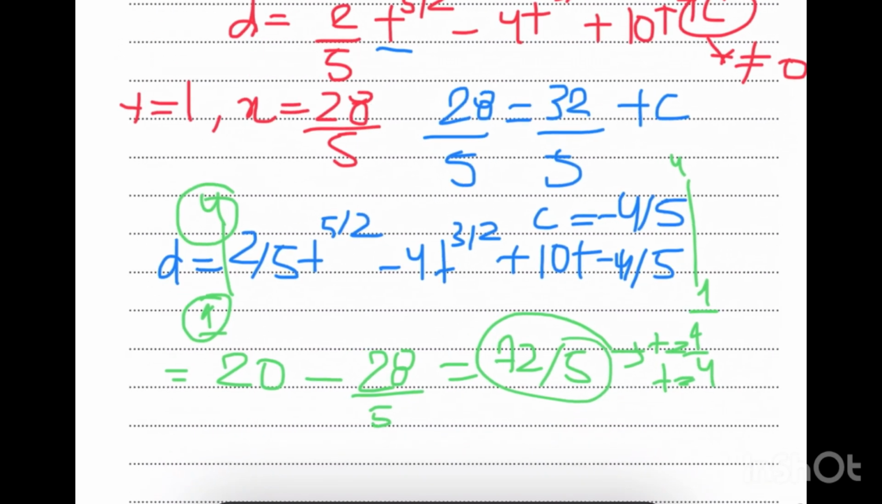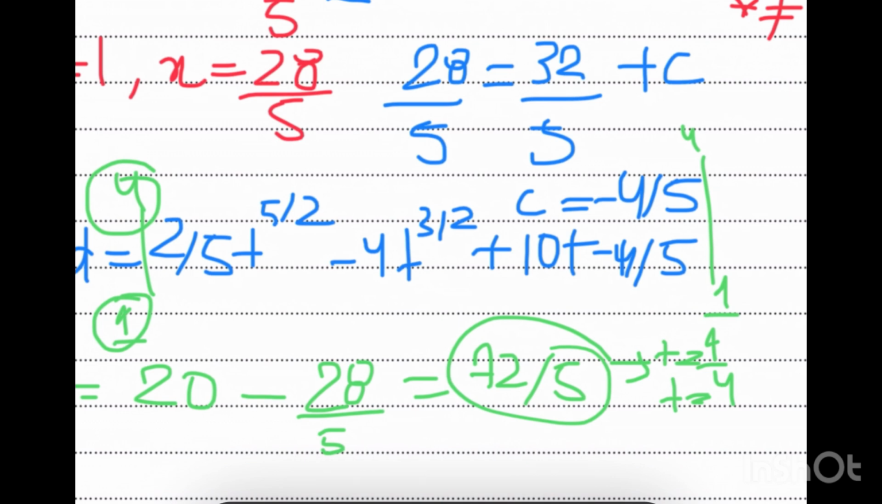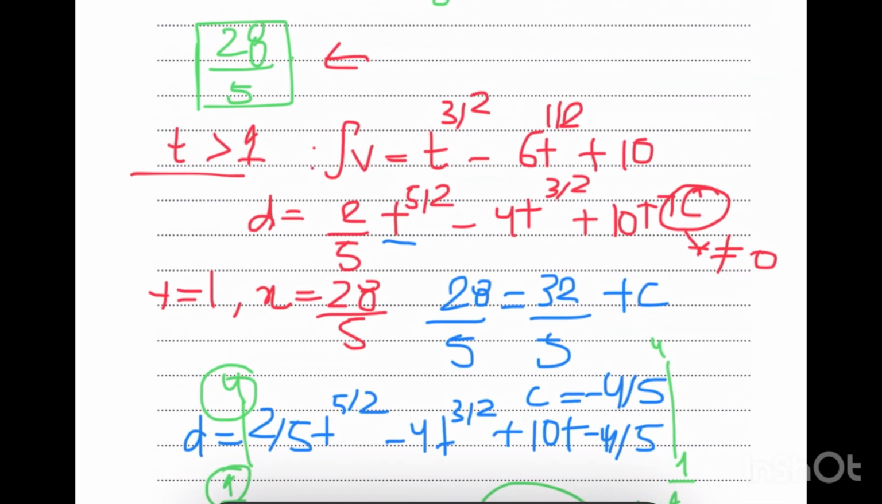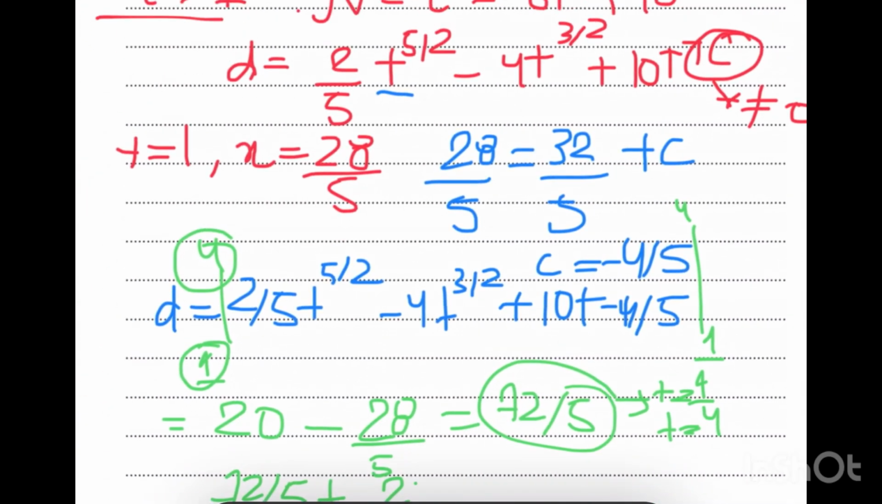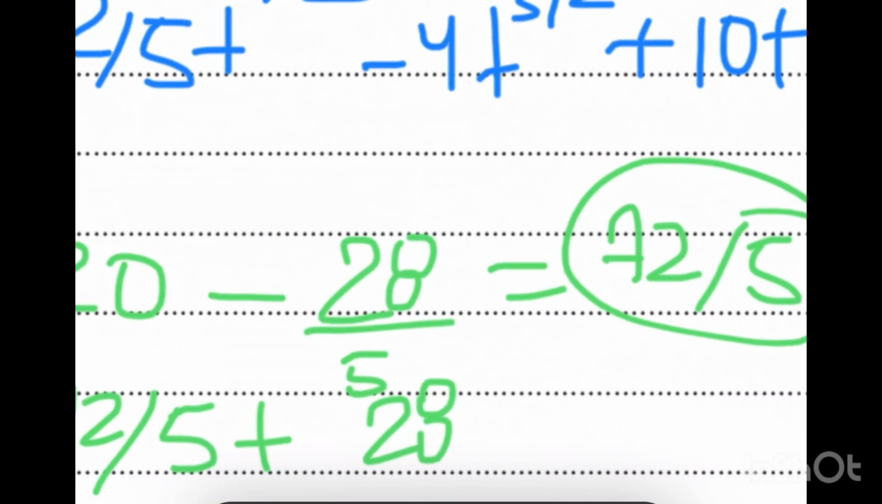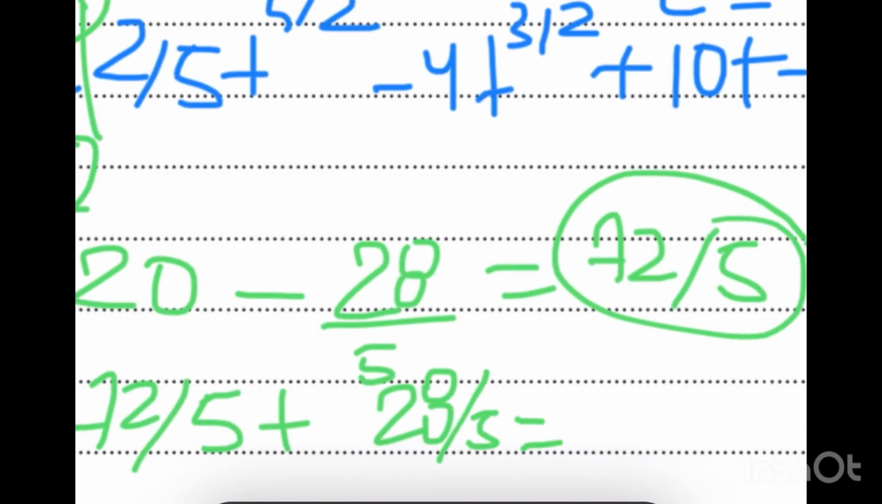So in order to find the total distance, we will need to add this value, 72 over 5, plus the 28 over 5 which we found over here, and that gives us the value of 20 meters. So that is the total distance traveled.